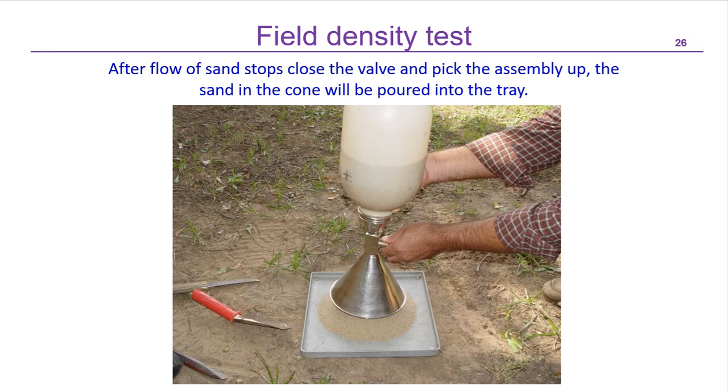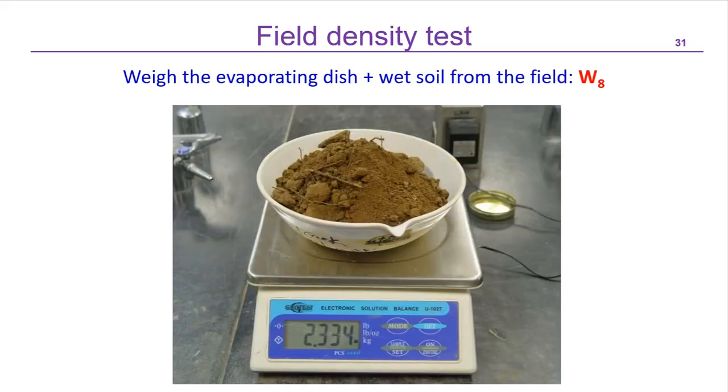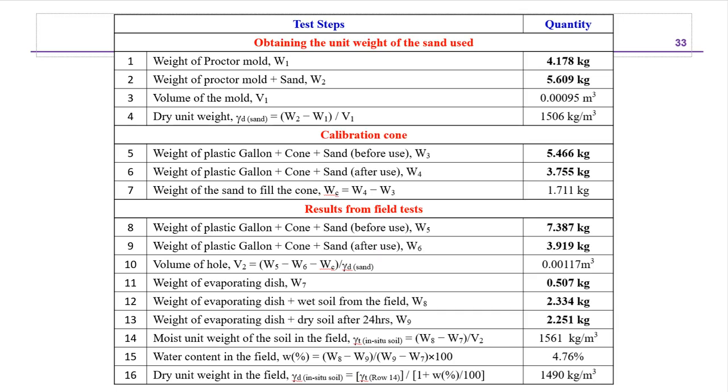After finishing the test, we are going to close the valve, remove this gallon, and do the weight again. This will give us the weight after the test, and then we will bring all that soil from the hole and weigh the soil that we excavated from the hole. We are going to put this soil into the oven to find out the water content, and then we are going to report all this data in this table, and from there we are going to find out the unit weight.